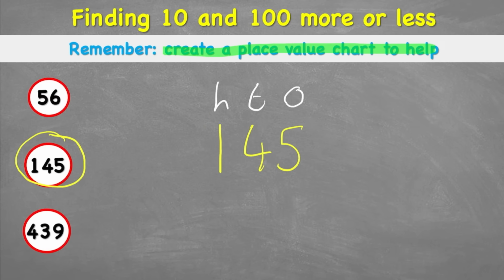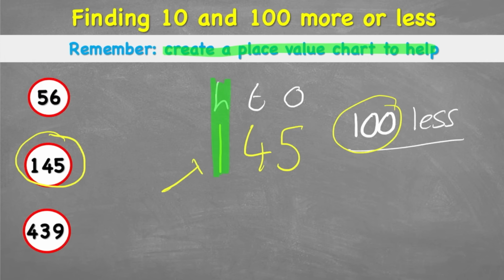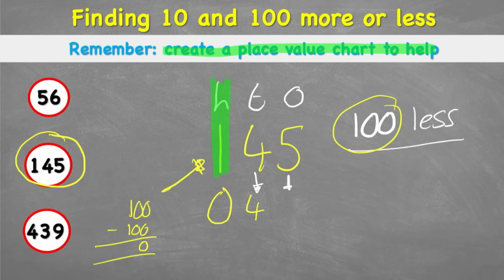245. Okay, but what about 100 less? Okay, well, let's do the same thing. We know we're looking in our hundreds column, and I can see I have a 1. So this 1, don't forget, is a 100. What is 100 less than 100? Or in other words, 100 take away 100? Well, that's 0. So I end up with 0 in the hundreds column. I can bring down my 4 from the tens column and bring down my 5 from the ones column. So my answer is 0 hundreds and 45, or in other words, 45.